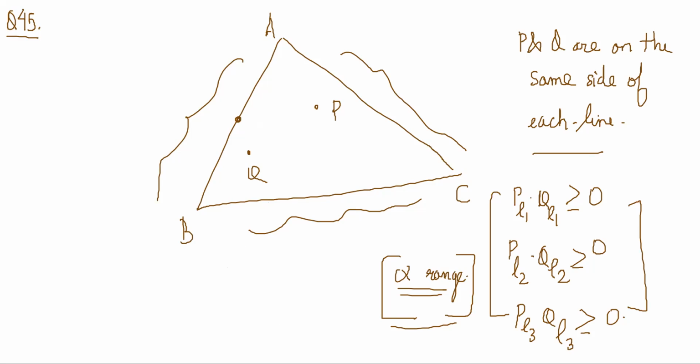Okay. Next one. Question number 49. Image of the pair of lines represented by this, by the line mirror. The pair of lines is ax square plus 2hxy plus by square is equal to 0.